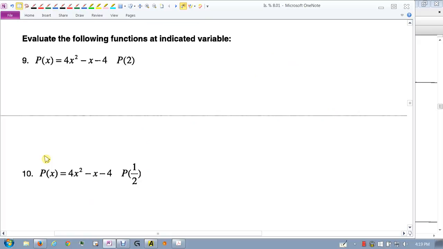All right, now we get into some more complicated looking functions. What's the name of this function? P. It's P of x equals 4x squared minus x minus 4. So now we have a little more complicated thing happening here. Let's find P of 2. So they're asking us to find this. So P of 2, everywhere you see an x, put a 2.